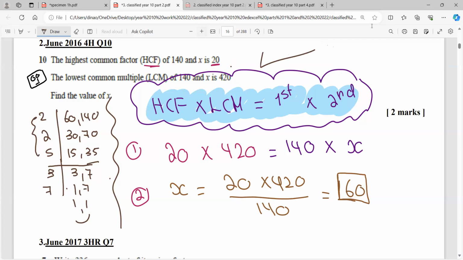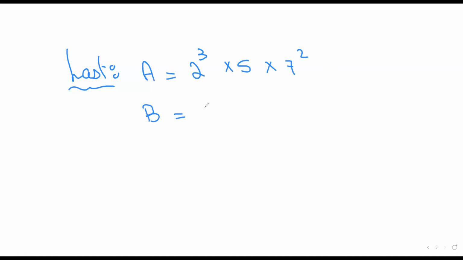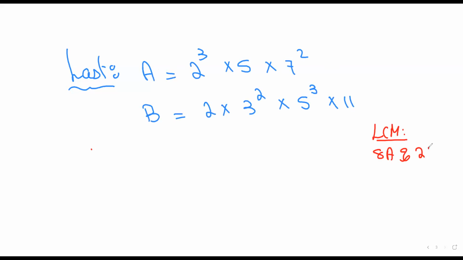I know I said that this is the last question, but my conscience obliges me to say this part. Let me just give you this last idea. I promise, this is the last thing. If I am given a number such that A equals, for example, 2 power 3 multiplied by 5 multiplied by 7 squared, and I am given this number B, 2 times 3 power 2 multiplied by 5 power 3 by 11. Now, let's assume the question says, find the LCM of 8A and 2B.